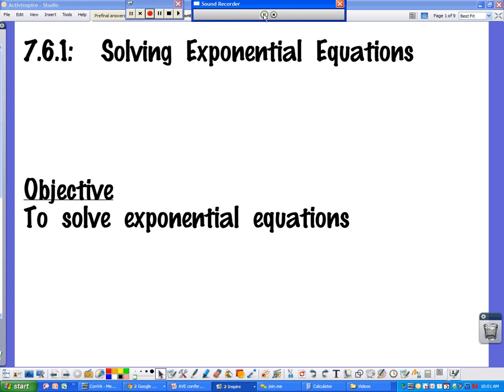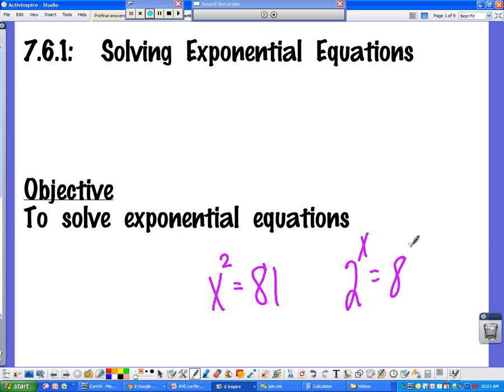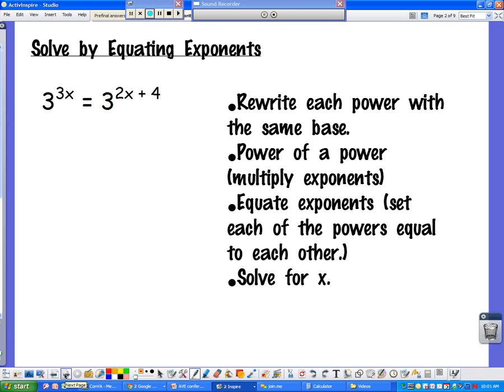And what this actually turns into is, before we've had problems like x squared equals 81, where the variable was the one being raised to the second power. Now we're actually getting problems where the variable is going to be in the exponent spot. Okay, so let's take a look at this, because each of the 3 videos takes a different strategy on how you need to solve these problems.